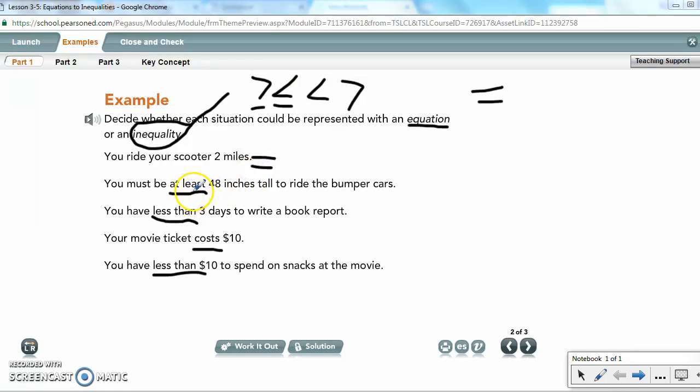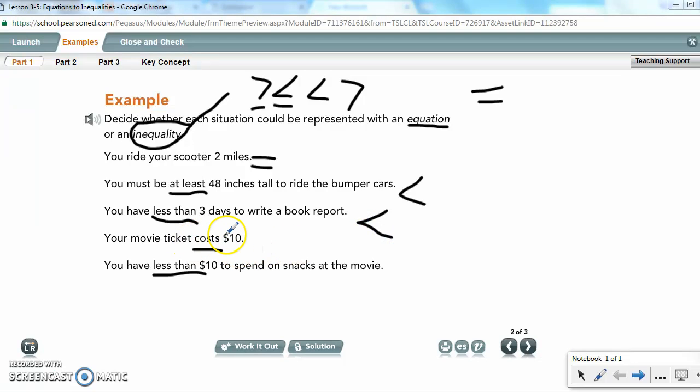Here, at least means that we're going to be using one of these signs. Greater than, less than. You must be at least 48 inches tall to ride the bumper cars. So you can't be 49 inches tall, you can't be 50, you have to be less than 48 inches tall. Here, we have another less than sign.